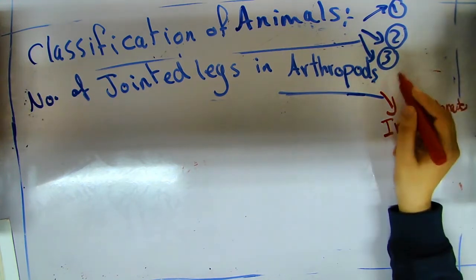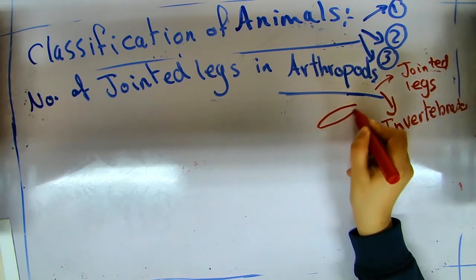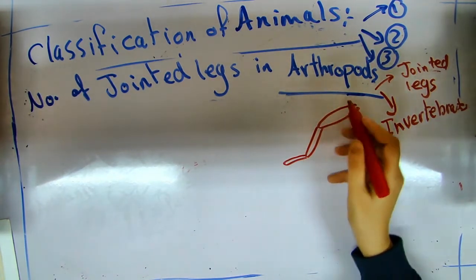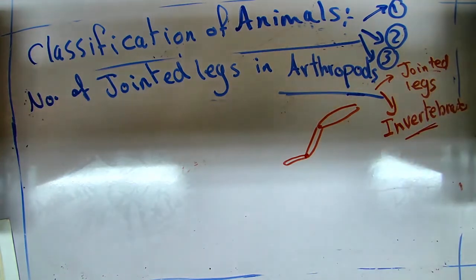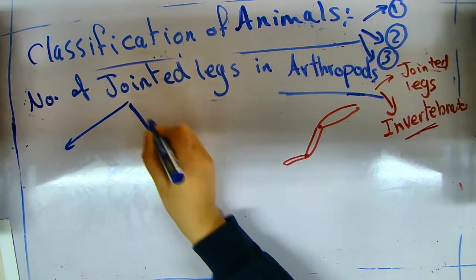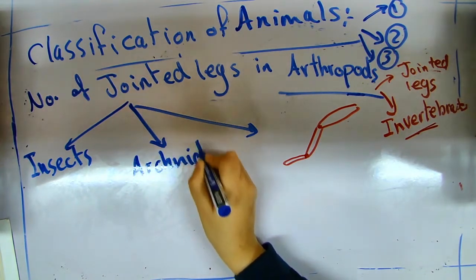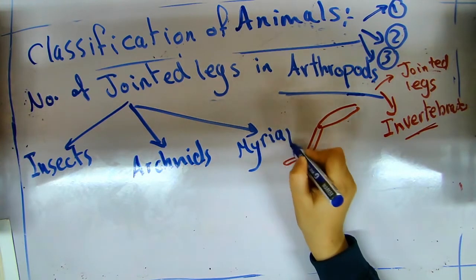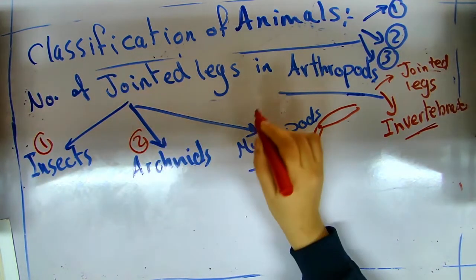And also, arthropods are characterized by the presence of jointed legs. Its legs have joints. So arthropods are invertebrate animals and they are characterized by the presence of jointed legs. We can classify arthropods into three types according to number of legs: insects, arachnids, and myriapods.